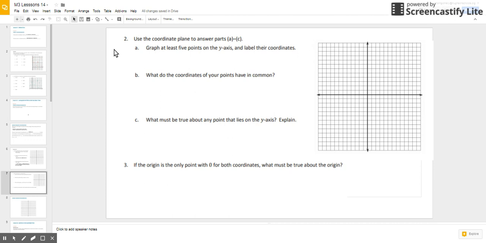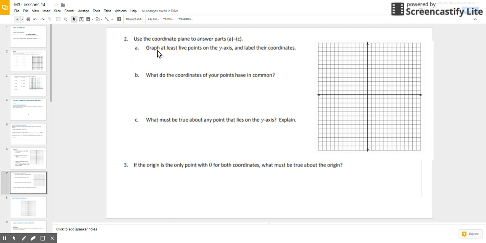All right, hello students. We're going to move on to part number 2 now. It says use the coordinate plane to answer parts A and C. You might not see this next to it, but you're going to use the same coordinate plane from part 1. So let's take a look at what's going on.